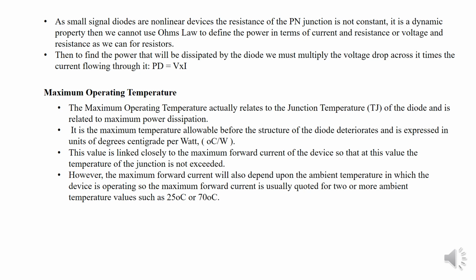And here the maximum temperature allowable between the structure of the diode is expressed in units of degrees centigrade per watt, and this value is linked closely to the maximum forward current of the diode, so that the temperature of the junction is not exceeded. Therefore the maximum forward current will also depend upon the ambient temperature in which the device is operating, so the maximum forward current is usually quoted for two or more ambient temperatures.